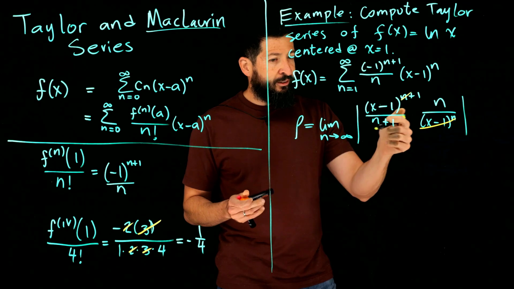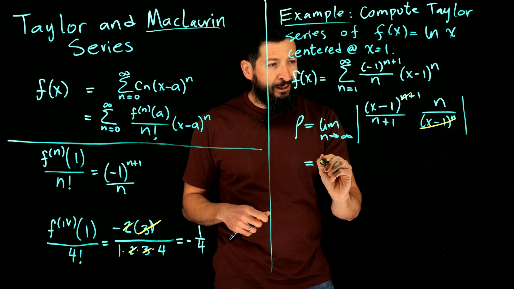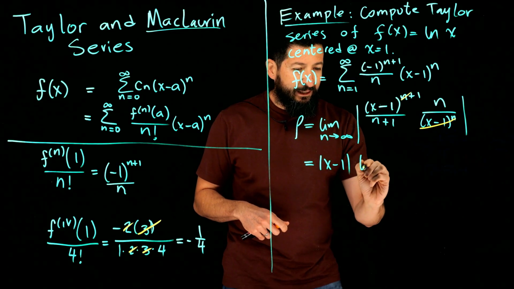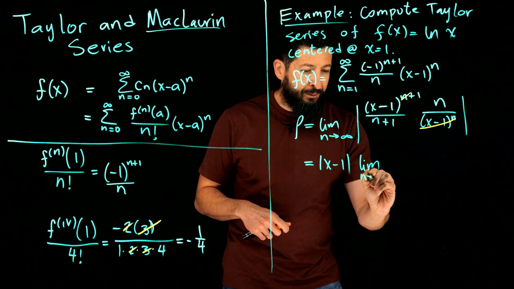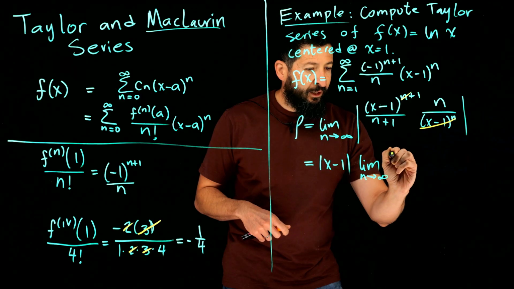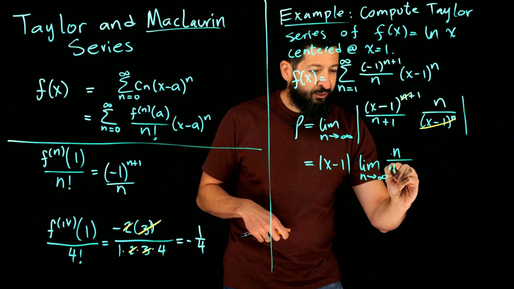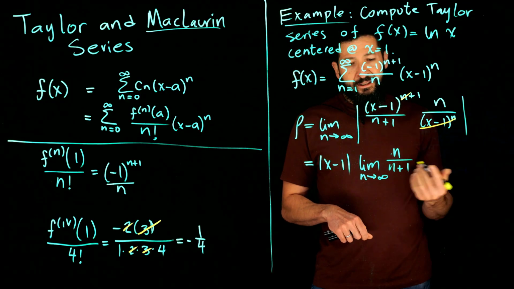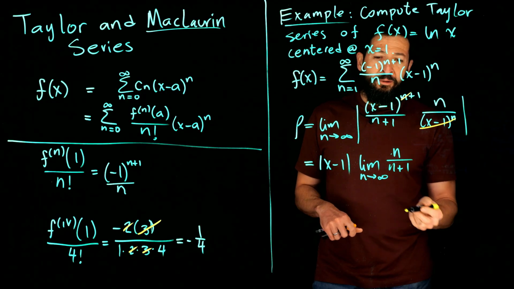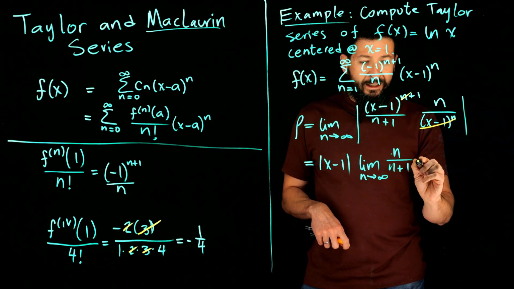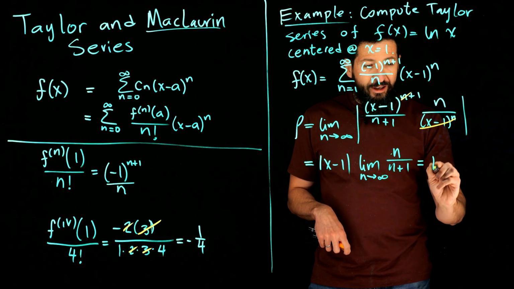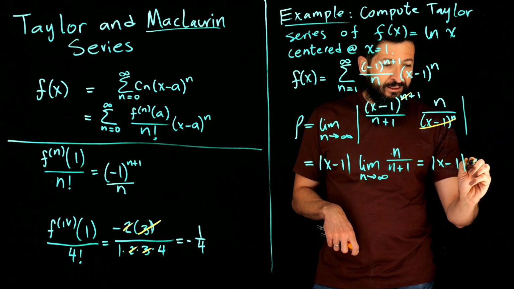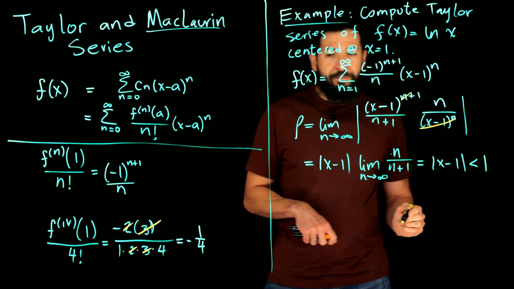And that doesn't depend on n, so I can pull it out of my limit as the absolute value of x minus 1, and then the limit as n goes to infinity of n over n plus 1. Now, this is a rational expression with degree 1 in the numerator and denominator, so the limit is the ratio of the coefficients, therefore that limit is 1. So I get that this limit is the absolute value of x minus 1, and this better be less than 1.